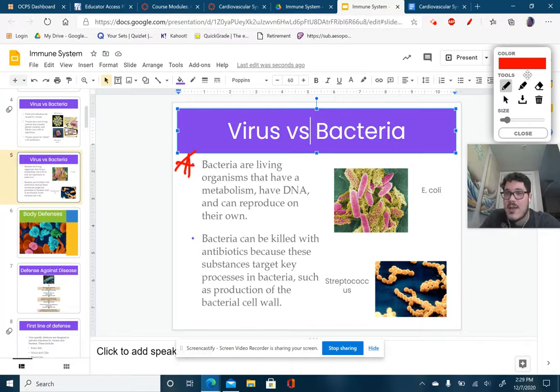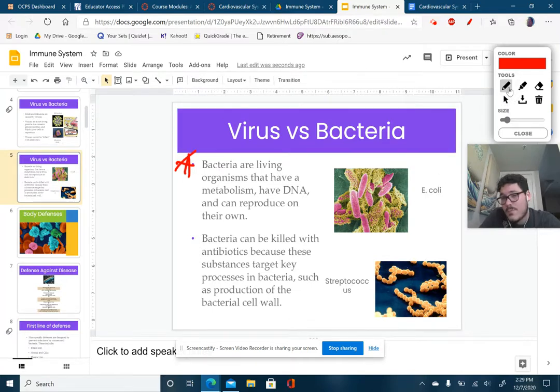Ancient cells, like I said, the earliest creatures that ever lived on this earth were bacteria, single celled organisms, prokaryotic bacteria to be more precise. Bacteria can be killed with antibiotics, like we mentioned in the last slide, because these substances target key processes in bacteria, such as production of the bacterial cell wall.